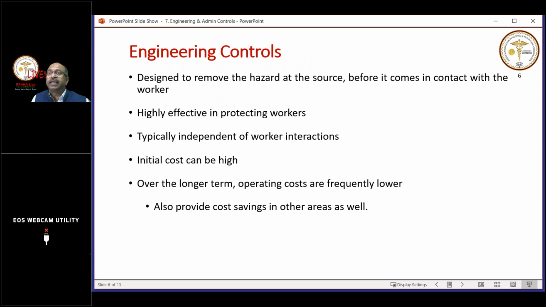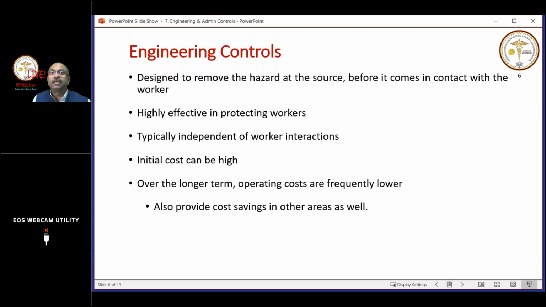So next we come to the engineering controls. These are designed to remove the hazard at source, before it comes in contact with the worker. These are the methods which are highly effective in protecting the workers, typically independent of the worker interactions.